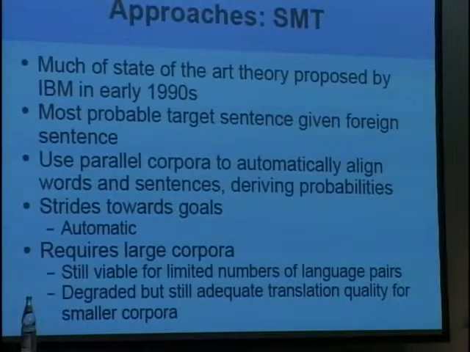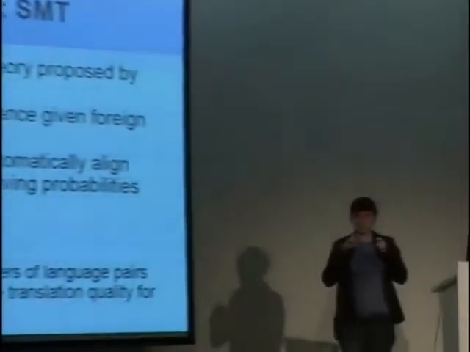Now the basic idea is to use parallel corpora to automatically align words and sentences, deriving probabilities. Now what are parallel corpora? If you have two texts that express the same thing, maybe translations of each other, then you can use algorithms to align the sentences. Say this sentence says the same thing as this sentence. And when you have these two sentences that say the same thing, you can derive statistics about that. If you align the words and the phrases, you can say this phrase aligns to this phrase 50% of the time, and this phrase aligns to another phrase the other 50% of the time. And I'll show you a table that'll probably make more sense.